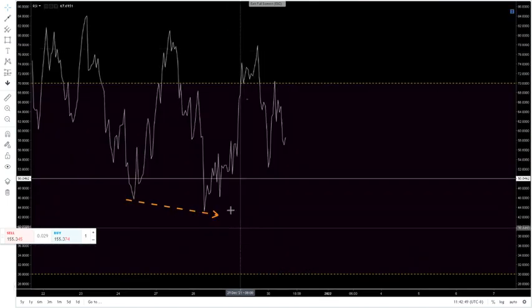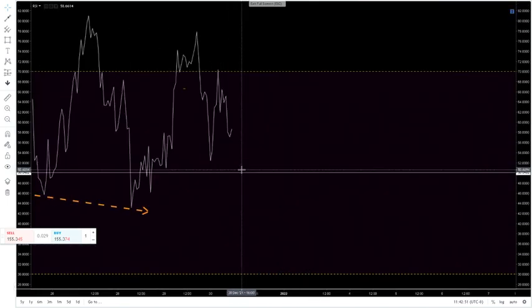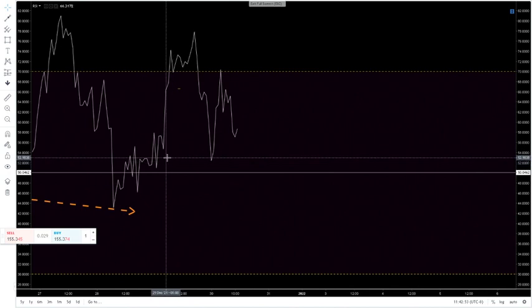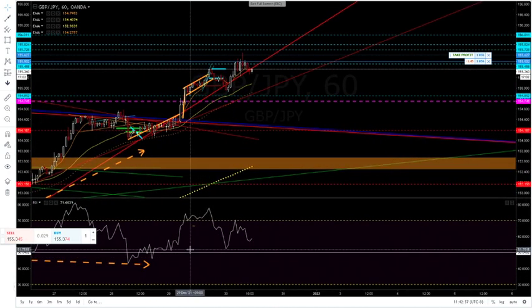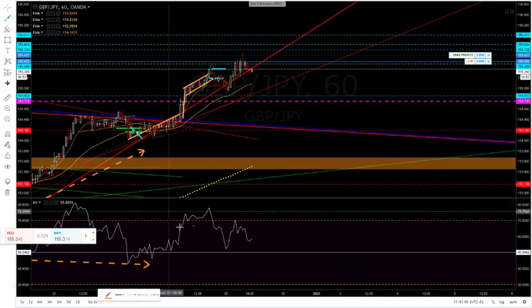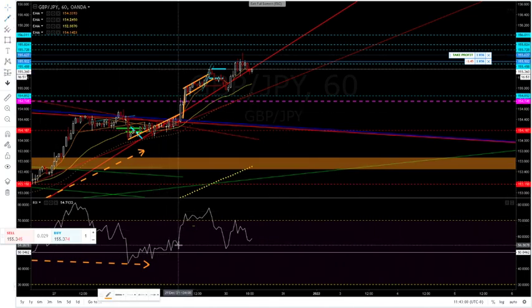Okay, so this is what was confusing me, this point right here. But we're going to go off of the most recent point, which is right here. So this is hidden divergence. Let me mark this up.